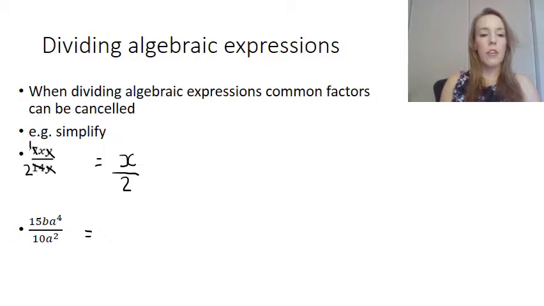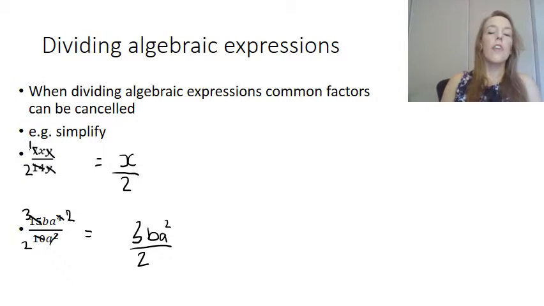Our second example, we can do the same. We've got a to the power of 4 as our numerator and a to the power of 2 as our denominator. So we can cancel some out there. We can do 4 take 2, which will leave us with 2. We can't do anything with the b, but the 10 and the 15 we can divide both by 5, because that's our highest common factor. 15 divided by 5 is 3. 10 divided by 5 is 2. That leaves us in our top row 3ba squared over 2. So that is how we can simplify that expression there.